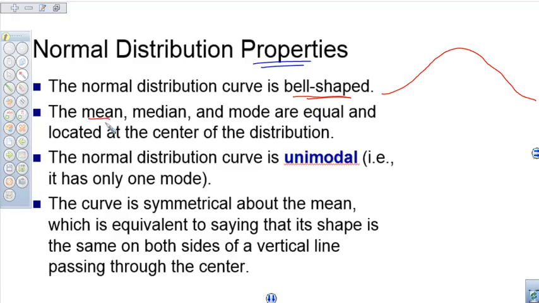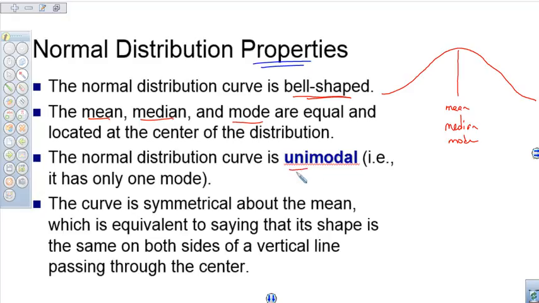Inside of that bell shape, let me make sure you understand this, the perfect normal distribution. Now this is not all of them, as you'll see later on. The perfect normal distribution, right smack in the middle, would be your mean, your median, and your mode. It would be your average, the one in the middle, and the one that happens the most, all at the same spot.